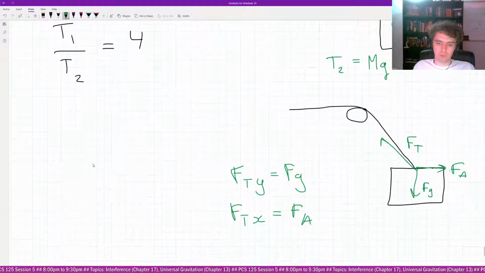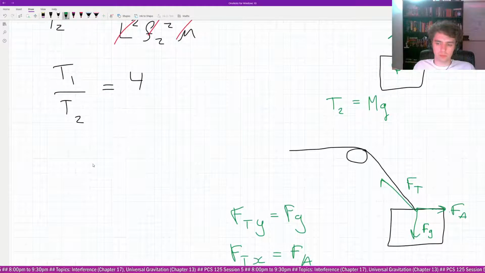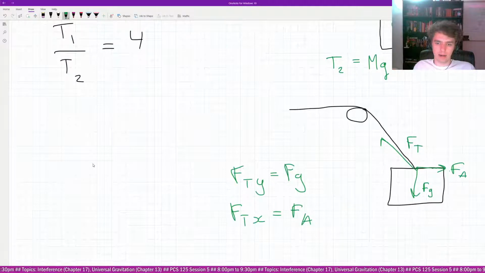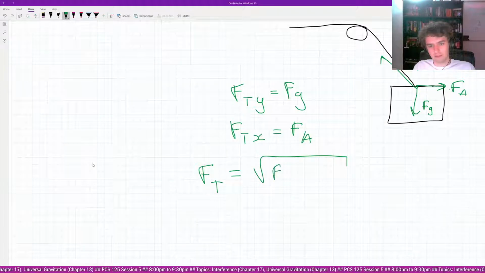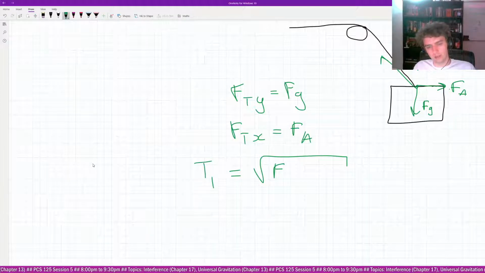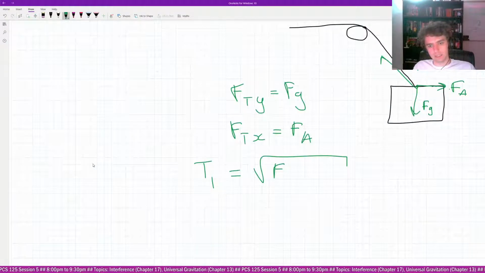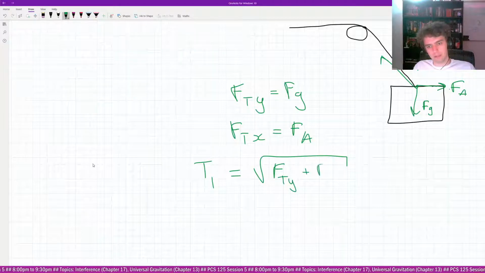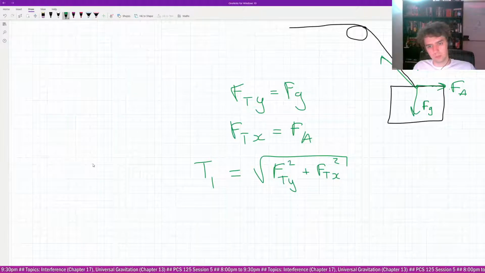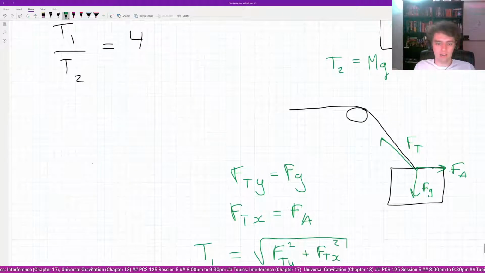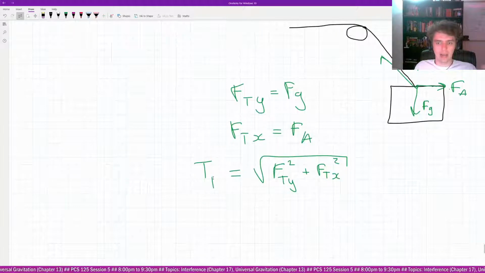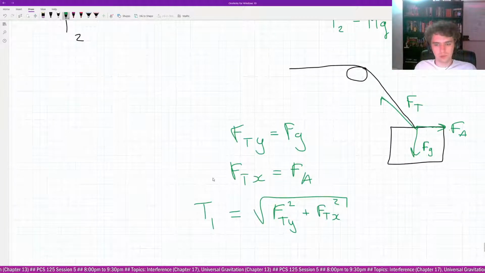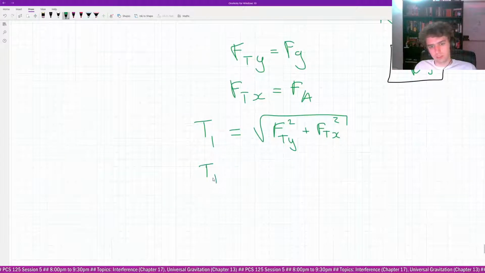You find Ft by root of Fty squared plus Ftx squared. So I'm just finding the magnitude, Ft, by the square root of Fty squared plus Ftx squared. This is T1, T with the first harmonic. Can we say that T equals Fa over cos theta? I want to avoid thetas because we don't know what angle, and I could use thetas, but this works too. So that's T1.